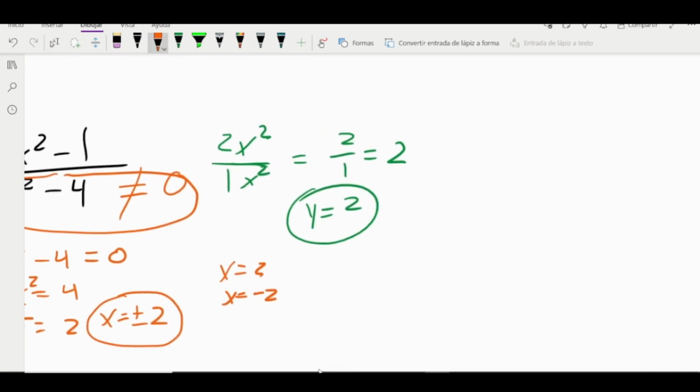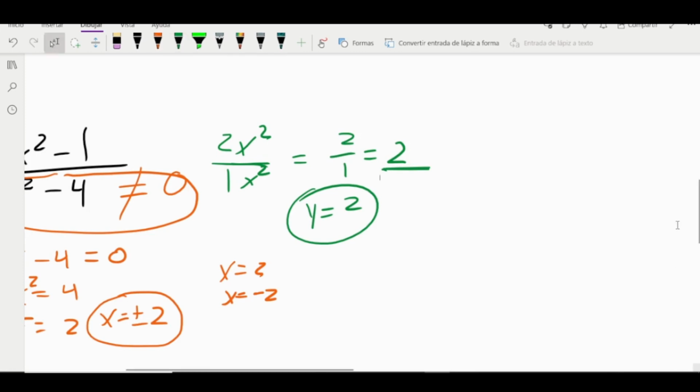And what about the horizontal asymptote? Well, check, we have the situation here. The degree is 2 on the top, 2 on the bottom, so we need to take only the coefficients. So it's going to be 2 over 1. Sorry, not 2 over 2, 2 over 1. So the horizontal asymptote is going to be y equals 2.